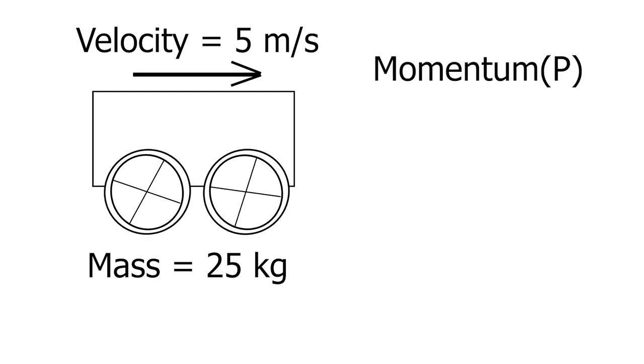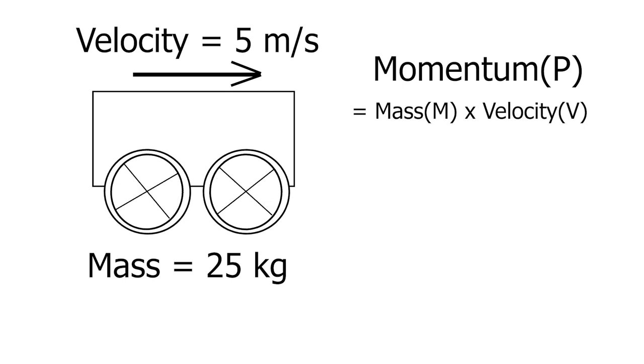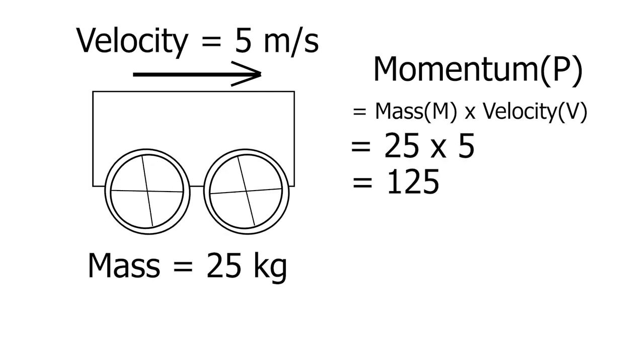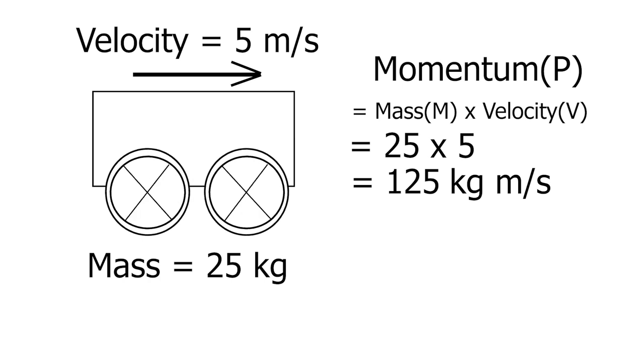To get its momentum, let us find the product of the mass and the velocity. So, 25 times 5 is equal to 125. The momentum of the object is 125 kilometers per second. For a better understanding of momentum, let us demonstrate it.